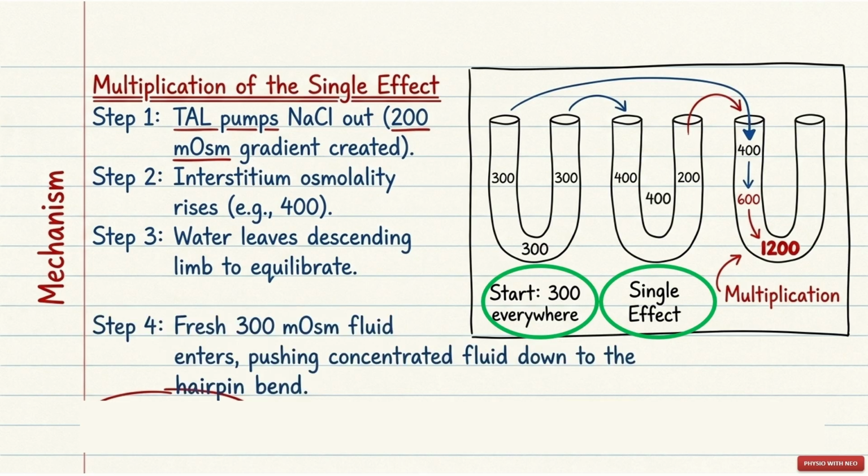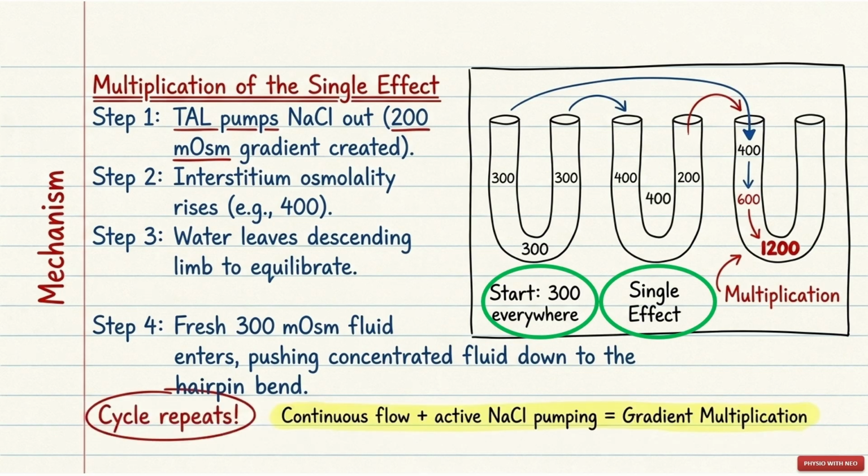The water leaves the descending limb to equilibrate with this. And finally, the fresh 300 milliosmol fluid enters, pushing this concentrated fluid down to the hairpin bend. And the cycle repeats. So continuous flow along with active sodium chloride pumping leads to the gradient multiplication. So ultimately, the medullary interstitium gradient increases to 1200 milliosmol.